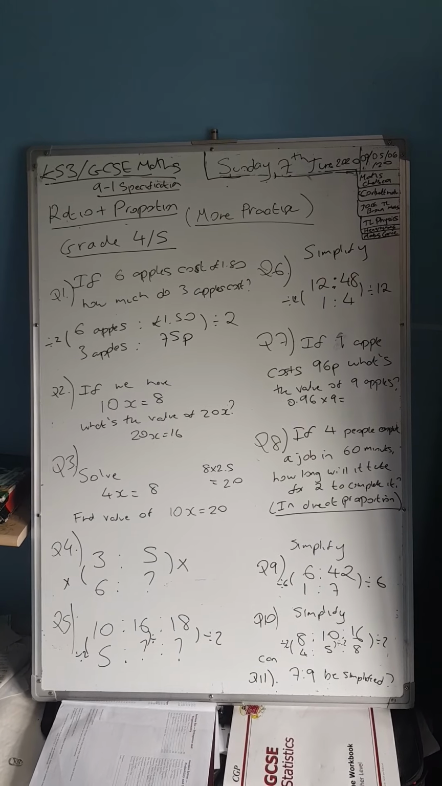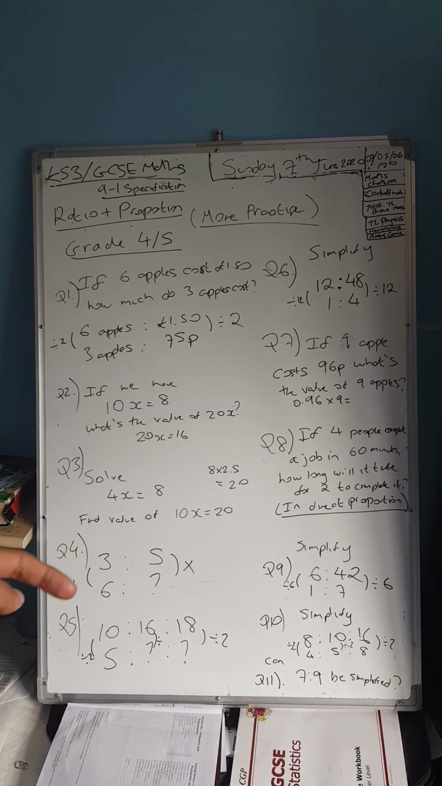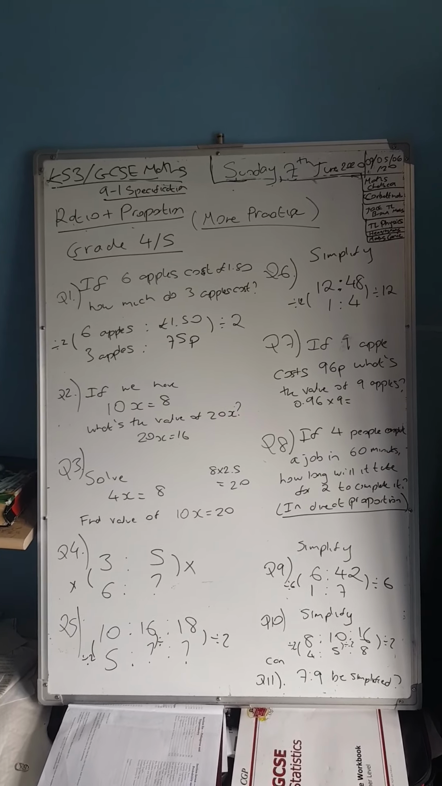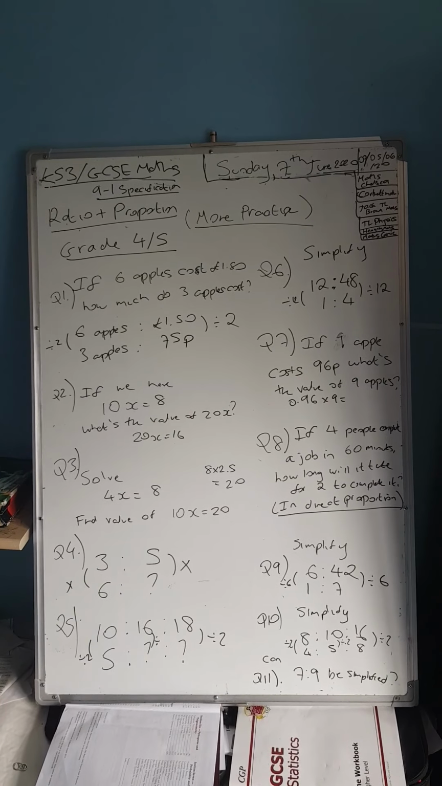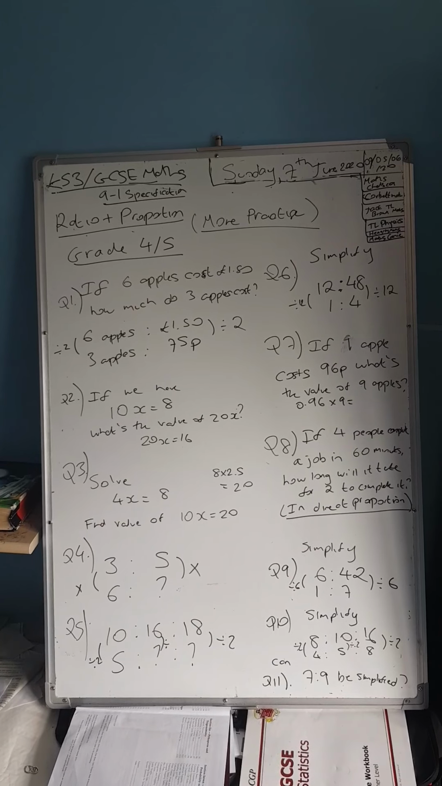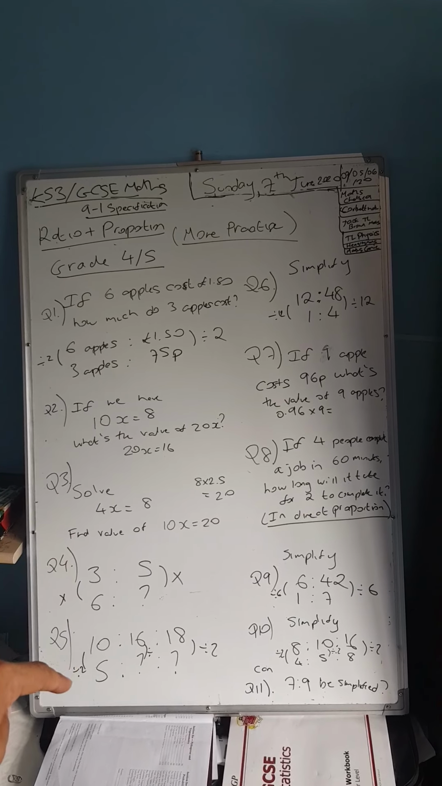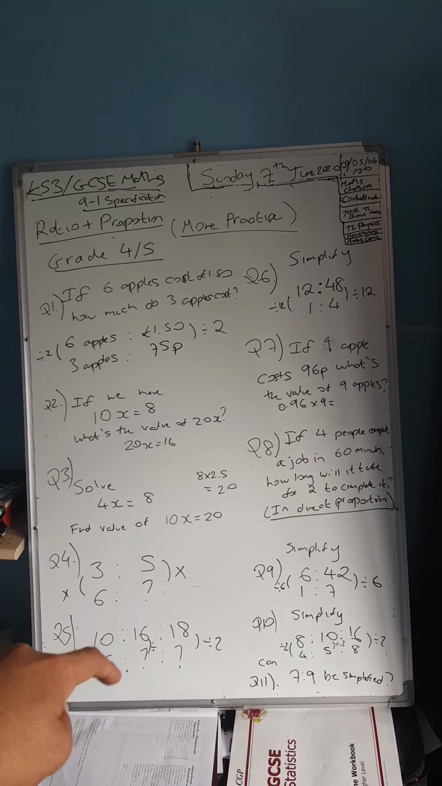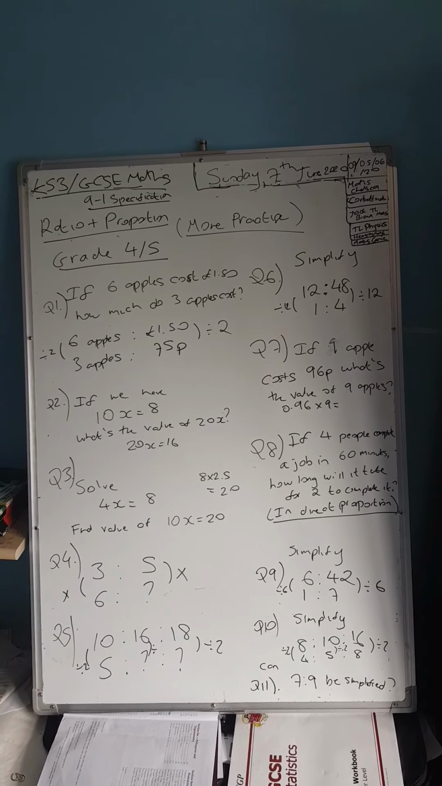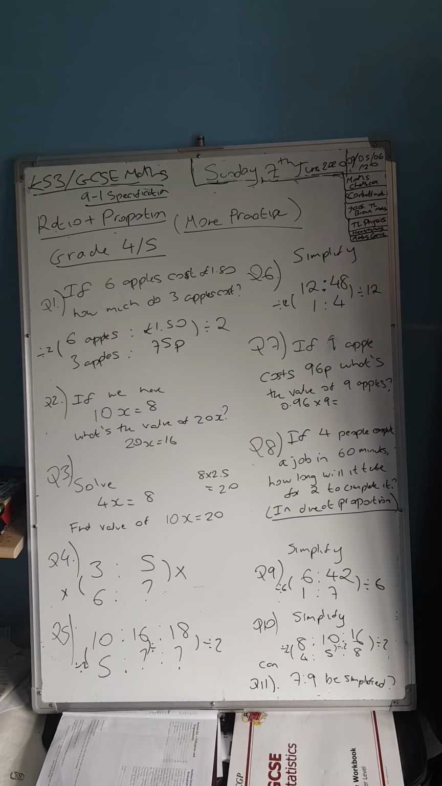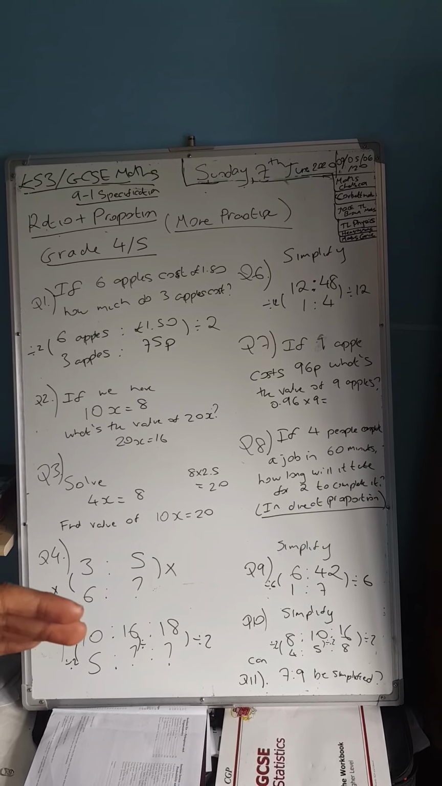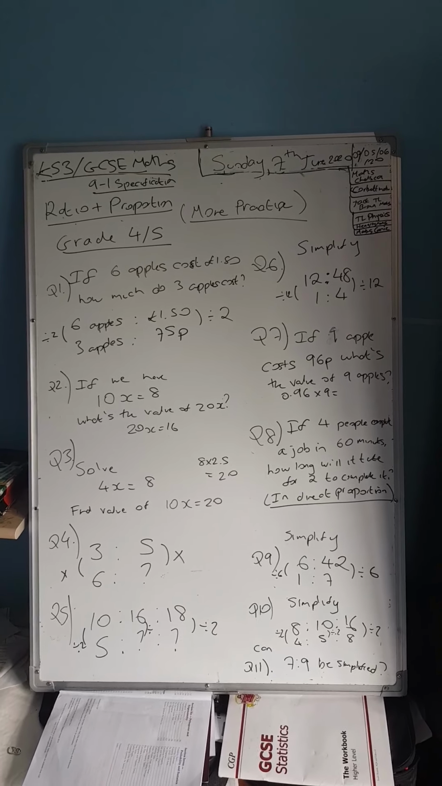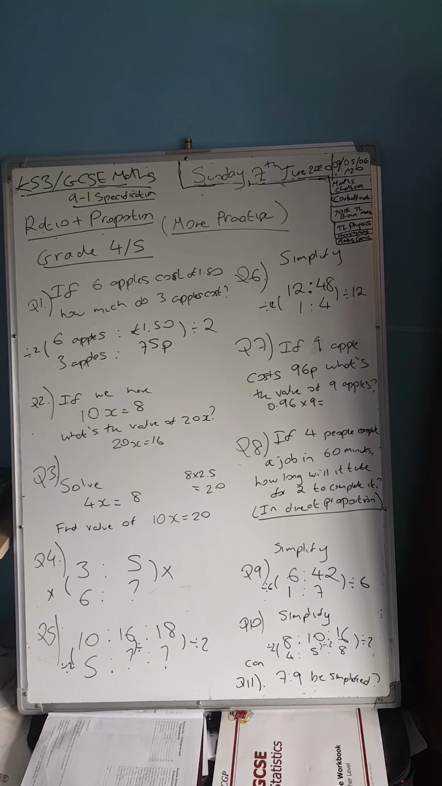Right guys, next few questions. 3 to 5 is 6 to 10: 3 times 2 is 6, and 5 times 2 is 10. Question number 5, 10 to 16 to 18. It's going to be divide by 2, divide by 2, divide by 2, so 5 to 8 to 9. That'll be my final answer. That cannot be simplified further, because there's no highest common factor between those numbers.